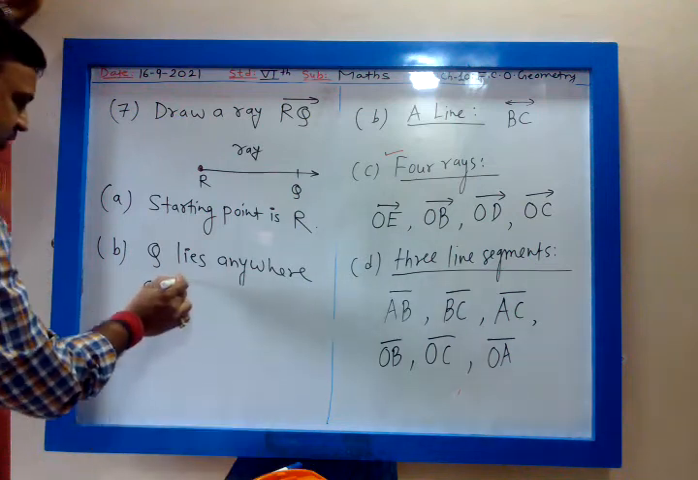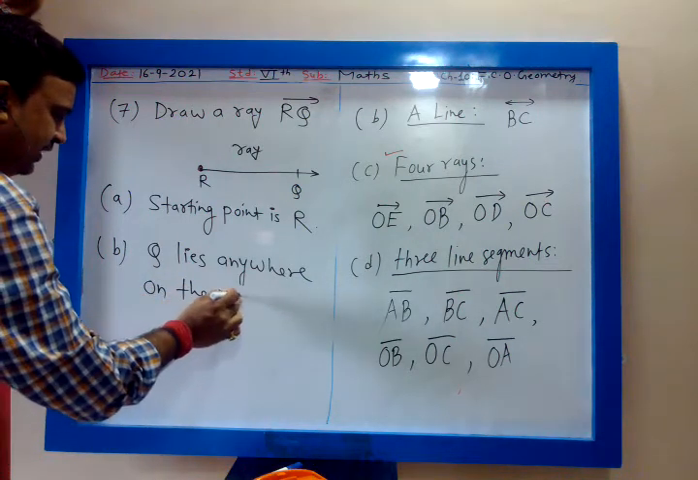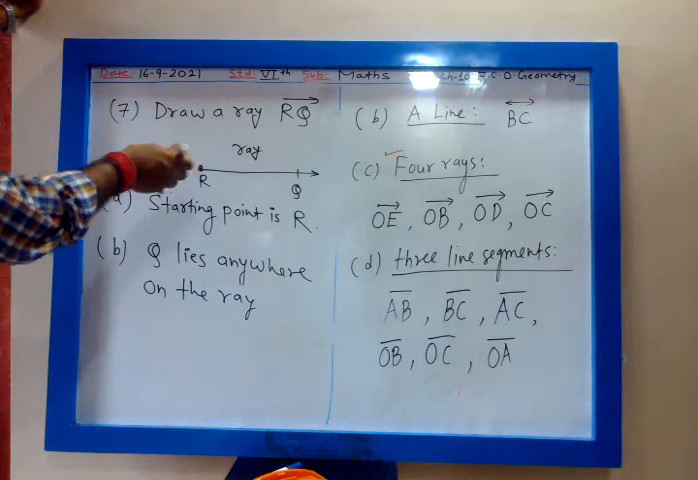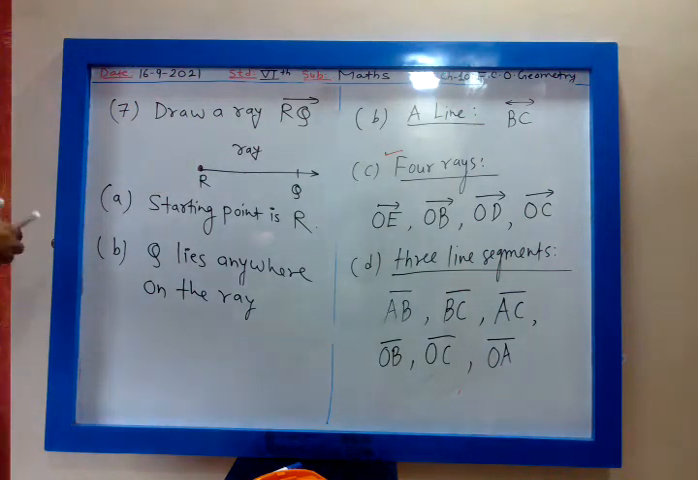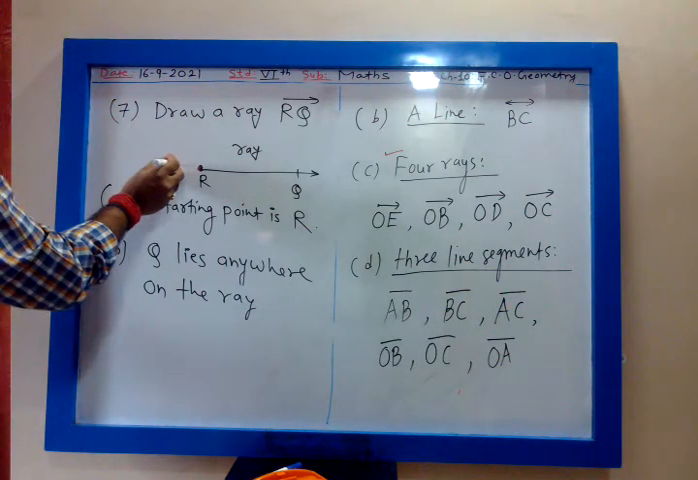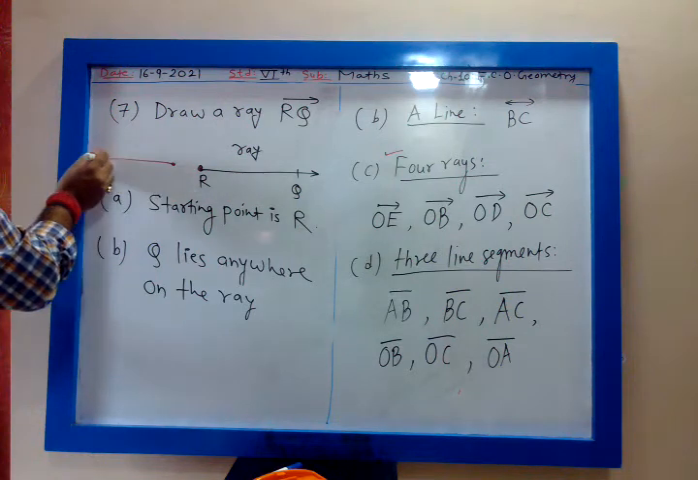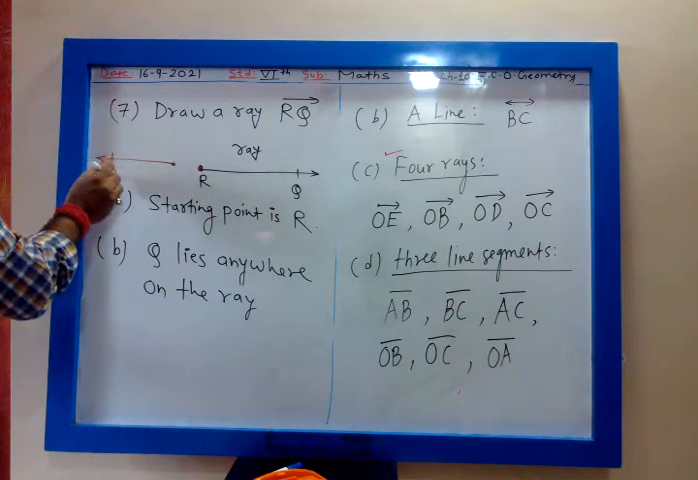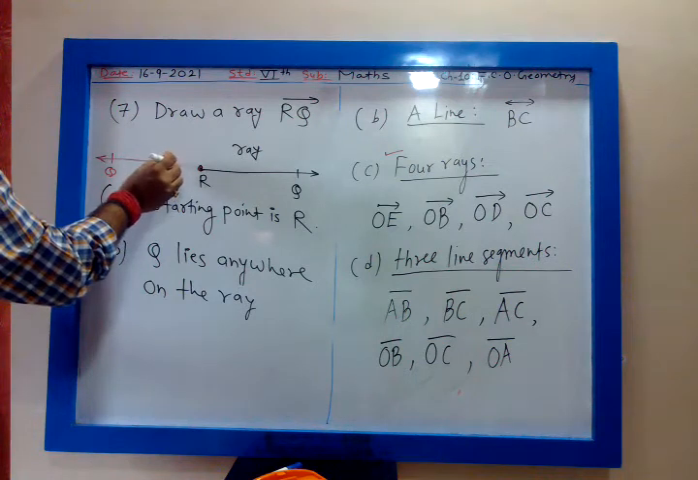Q lies anywhere on the ray. Why do we say anywhere? Because here, this is also RQ. You can also draw RQ in this way. This is your R and this is your Q. So you can also draw the ray RQ in this way.